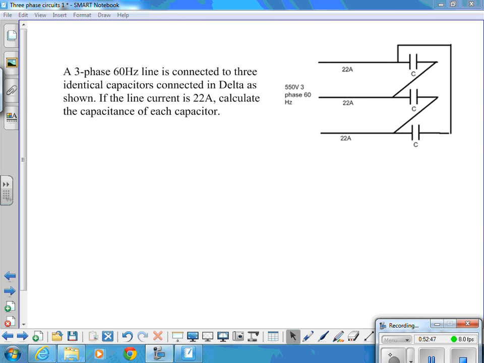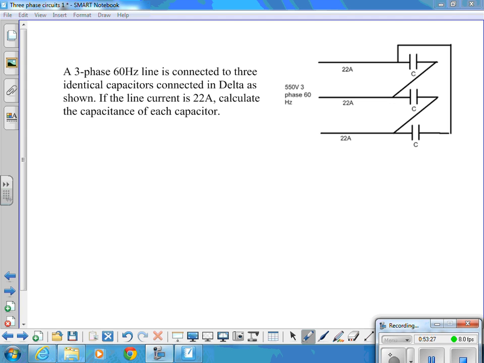Last but not least, 3-phase 60 Hz line connected to 3 identical capacitors in delta, as shown. If the line current is 22 amps, calculate the capacitance of each capacitor. How do we do that? What do we know? How can we get C out? What can we get C out of normally with this type of problem?